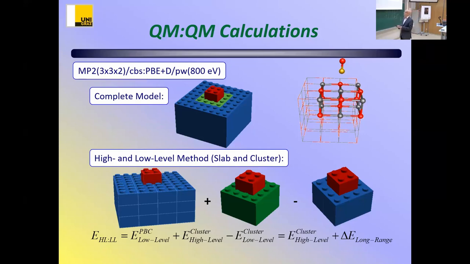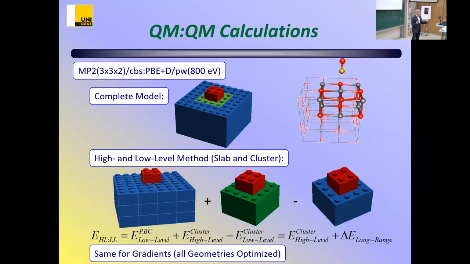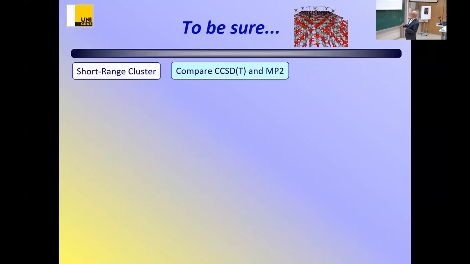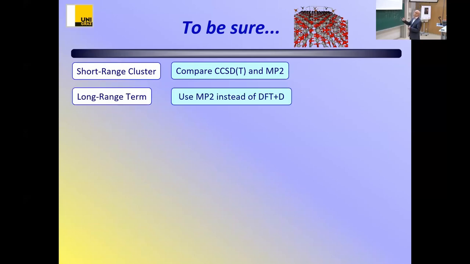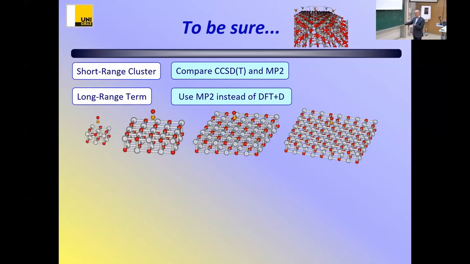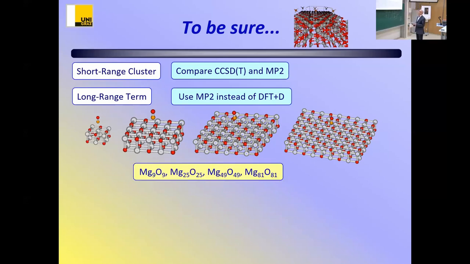Because it's so simple, the advantage is that we can do this for gradients and also, if we wanted to, for frequencies. Okay, in order to be sure, of course, we can compare this coupled cluster, or we can compare this MP2, which we originally did with coupled cluster. We can do this long-range term and use MP2 instead of DFT-D. And basically, this is for the long-range term. If we just go larger, larger, larger, you see here this would be CO on magnesium oxide, but we can do this, of course, for CH4 on magnesium oxide and go larger, larger, larger. This is about a slab of Mg81O81, on which we have this methane molecule.